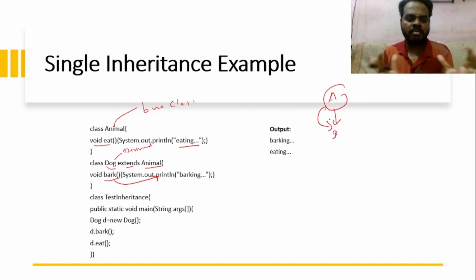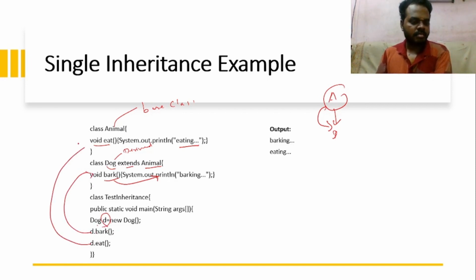Since the entire data is available in the dog class, we're going to create an object for the dog class. It's very simple: class name, object name equal to new class name, and d is your object name. So we're going to call d.bark. It will go and call the bark method in your derived class, and d.eat will go and call your animal class. This is all about single inheritance.